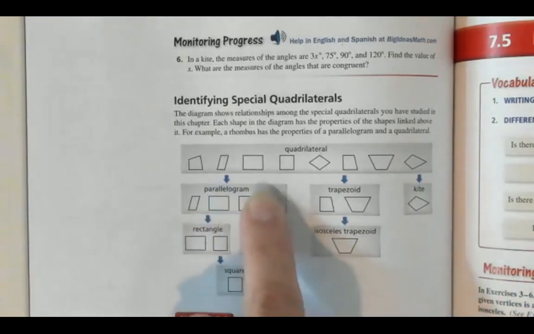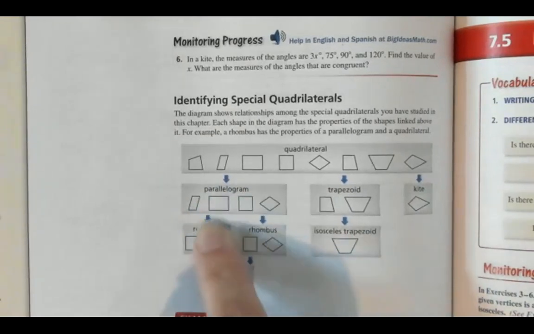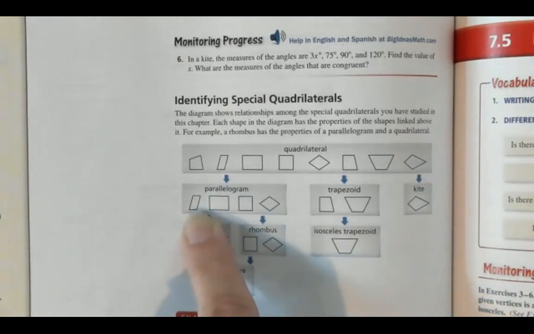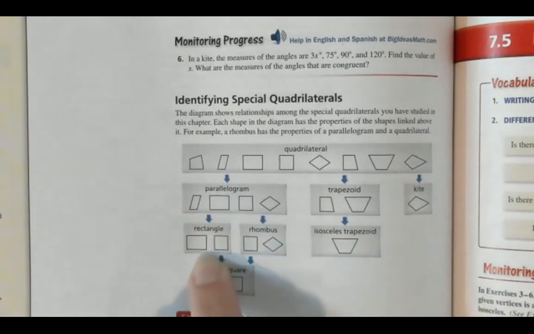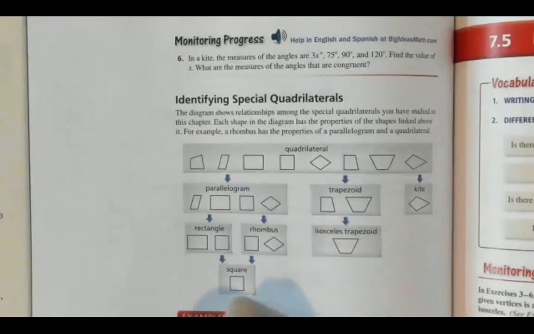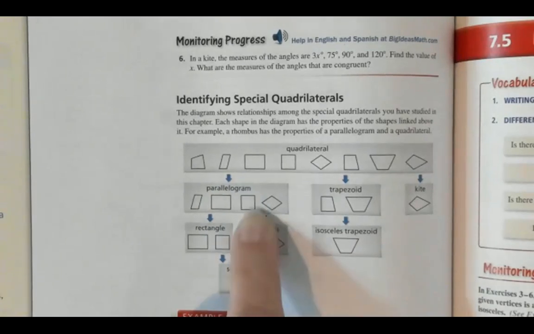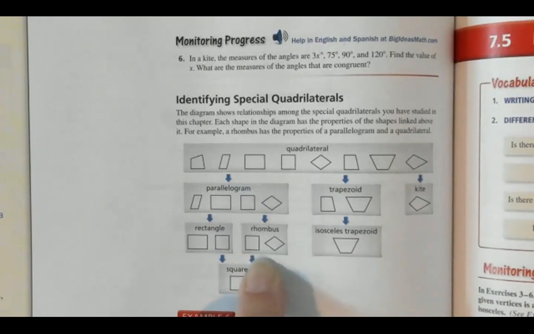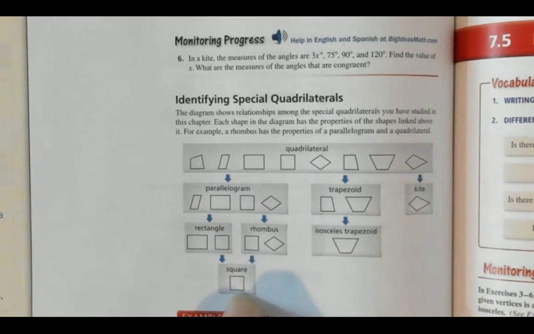Over here, we have parallelogram. Several different types of parallelograms. This can be broken down into rectangle, which means that it has 4 right angles, right? Opposite sides congruent and parallel, and 4 right angles. The rectangle, we can break that down then into a square. All 4 sides congruent. The rhombus has opposite angles congruent and all 4 sides congruent. And then that can go down to a square also.